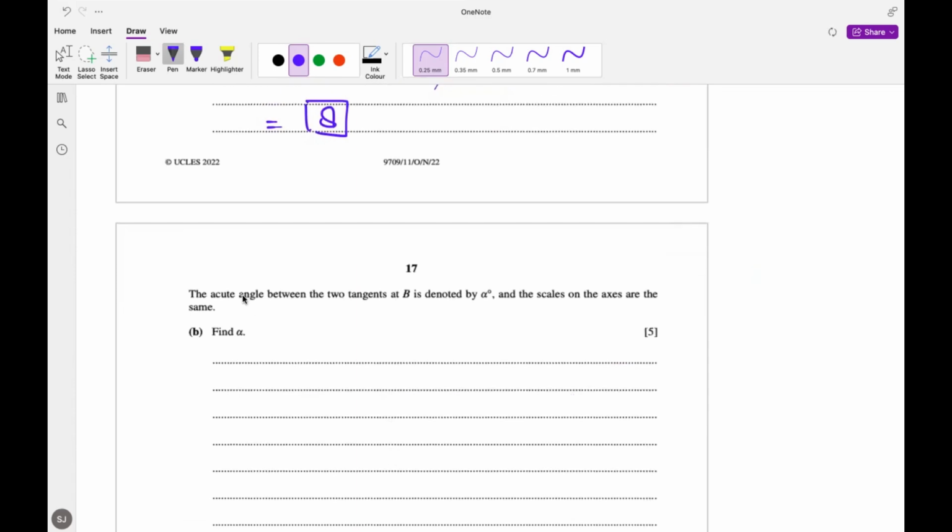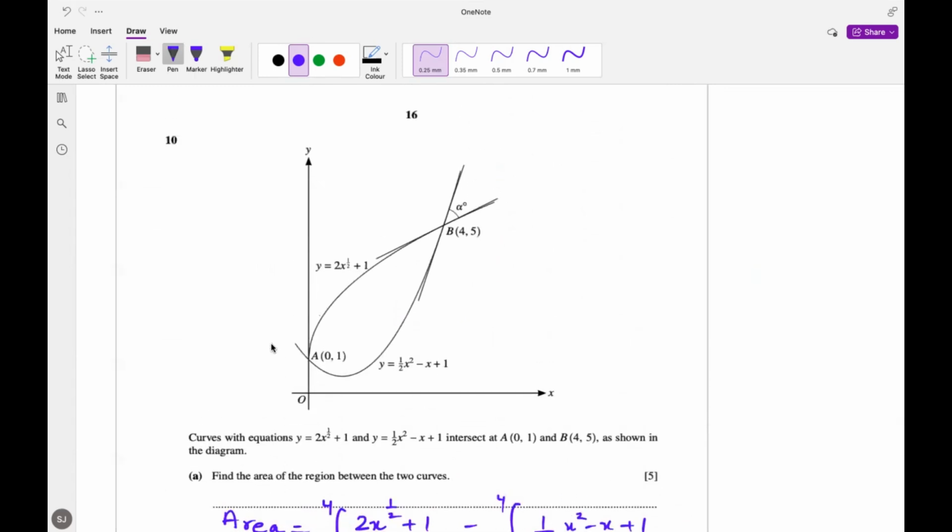In part B, the acute angle between the two tangents is denoted by alpha. So we have to find the value of alpha. Now, to understand how to find the angle between these two tangents, what we must understand is that if a line has a gradient of, let's say, 2, it means that the y value is 2 and the x value is 1, as gradient is given by change of y over change of x. Now, to find the angle it makes with the horizontal line, if this angle is alpha, we can use tan alpha equals opposite over adjacent. So we'll use 2 upon 1, and tan inverse of 2 upon 1 to find the value of alpha.